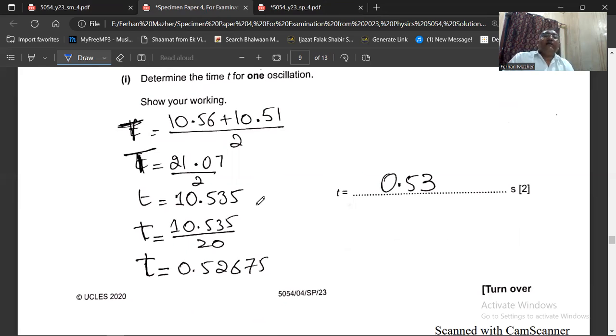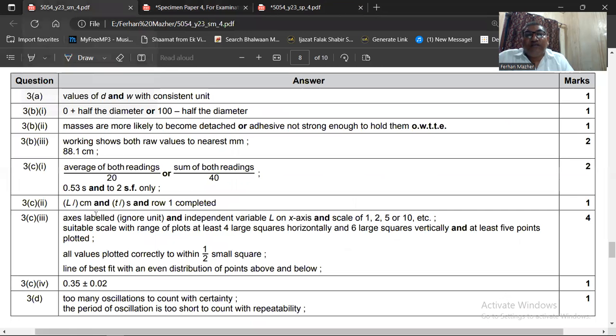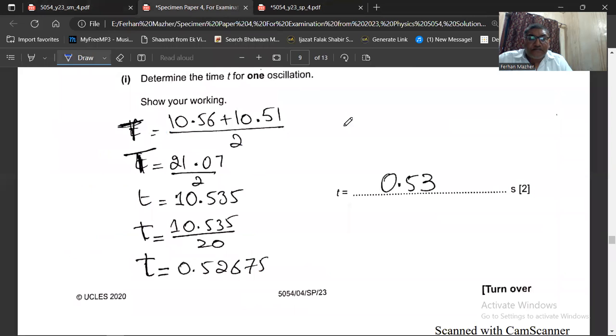That will be 10.535. Then divide it by 20, because this is the average time for 20 oscillations. So you get the time for one oscillation. So that will be 10.535 divided by 20. When you do it on the calculator, it will be 0.52675, which when you round it off is 0.53 seconds. So the time taken for one oscillation is 0.53 seconds, which is right. The marking scheme is showing up on your screen. You can pause the video and take your time with this marking scheme.